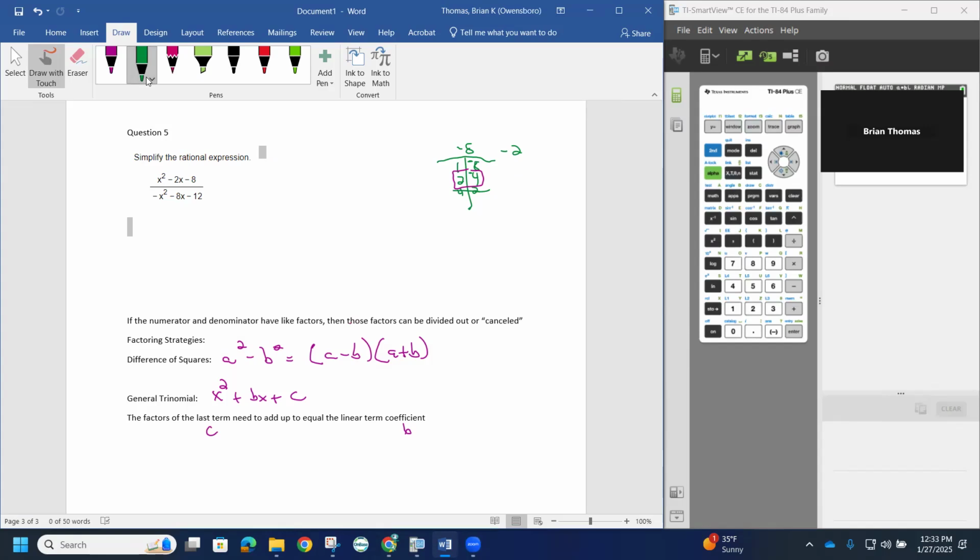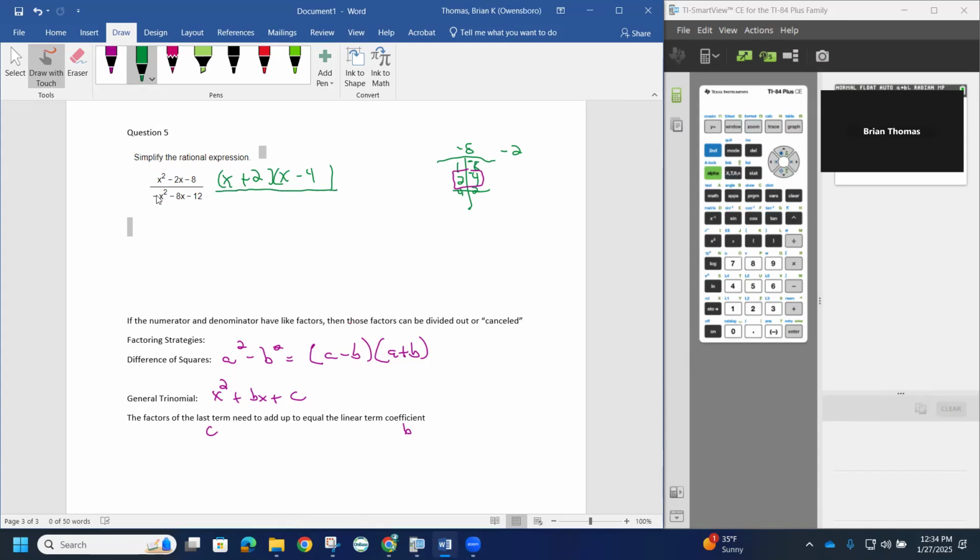So the numerator is going to factor into, again, we're going to set up our two sets of parentheses. There's only one way to get x squared, that's x times x. But notice how we had two options for the -8, but the one that gives us the linear coefficient, the -2, is the 2 and the -4. So the x plus 2 and the x minus 4 becomes our factorization there.